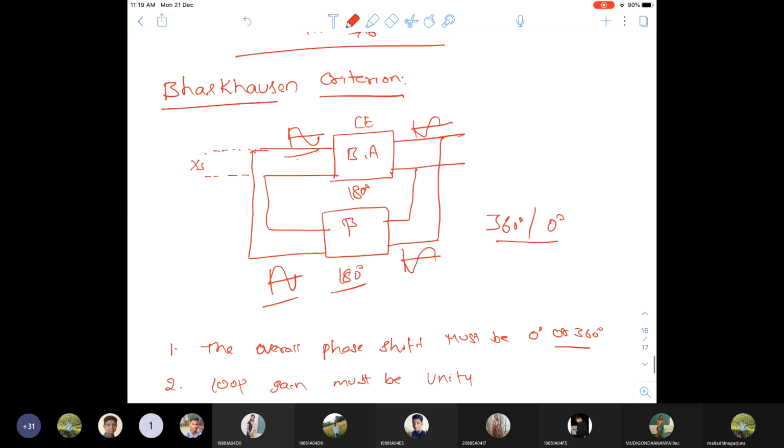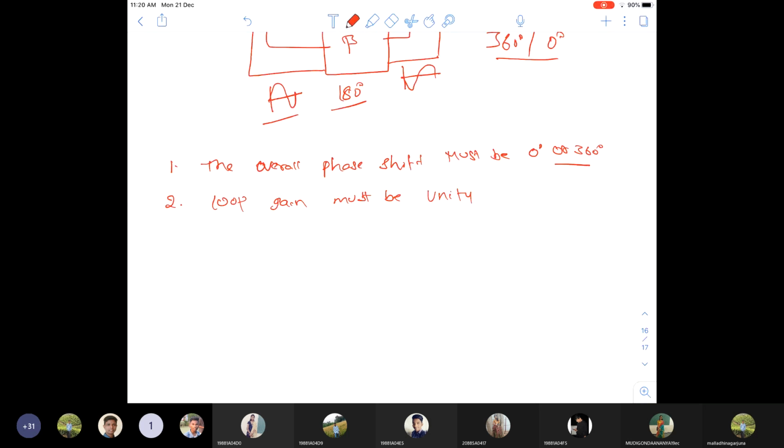Overall phase shift must be 0 degrees or 360 degrees. If the loop gain equals unity, what happens? Effect of loop gain on the magnitude of the output signal. Otherwise I can draw it like this. Okay, effect of loop gain.